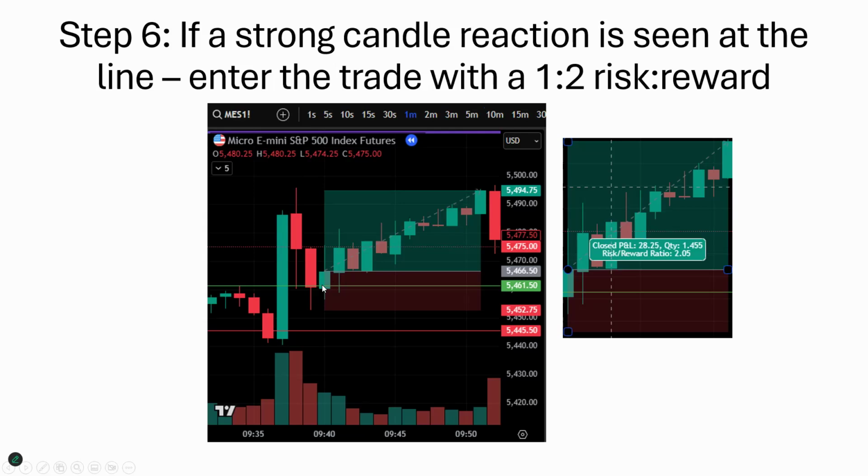And what you'll notice here is if we went long on this green candle with a 2-to-1, in this case 2.05 risk to reward ratio, you would end up with a good trade, entering at the 5466 points and exiting at 5494. And each point move in the ES mini is $5. So this would have been a $150 trade roughly.